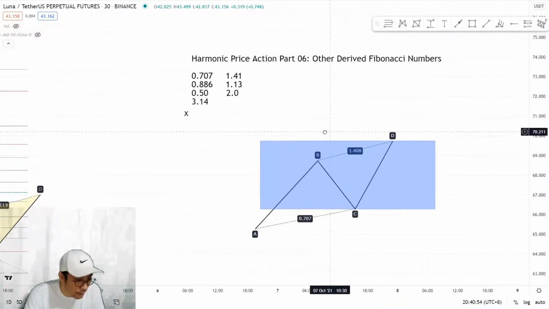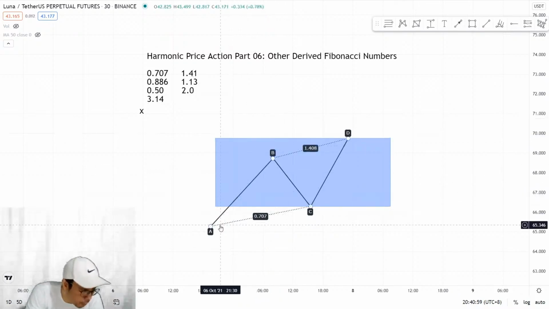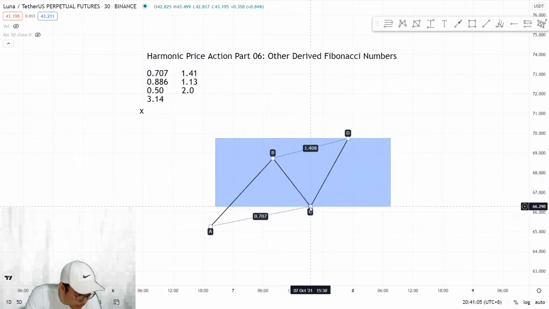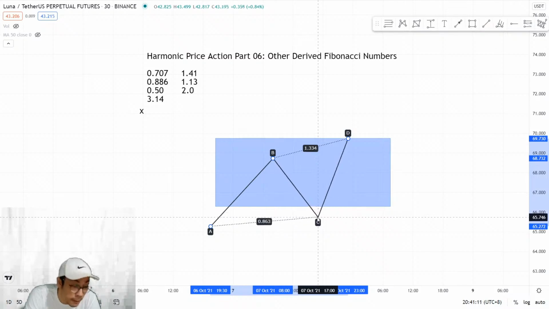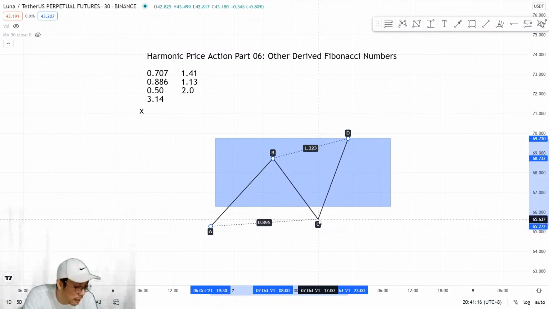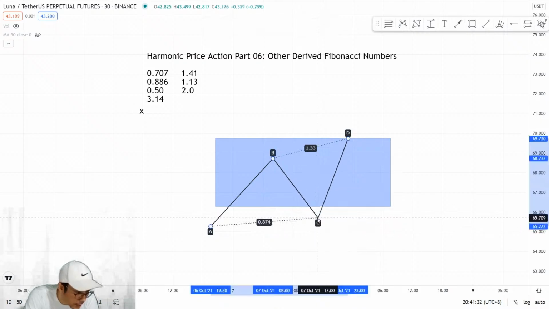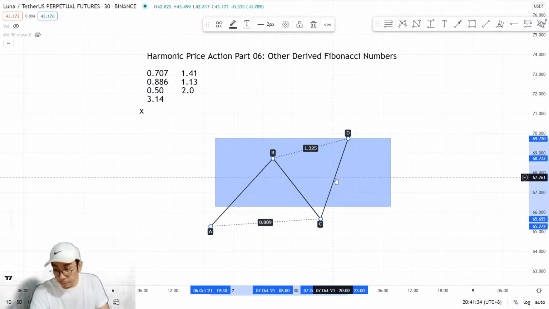So we have this one. Then we use this another as an example, 886. If we have this impulse from A to B, and your pullback from B to C then moves further down to reach 886 or more, but not more than A, or not more than 100%, right? But for demonstration purposes, we try to put it at exactly 886 or at least close to 886. I don't think we can put an exact 886, but maybe 889. It's still okay, no?